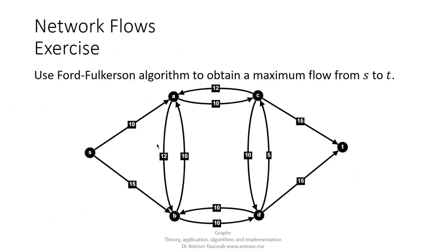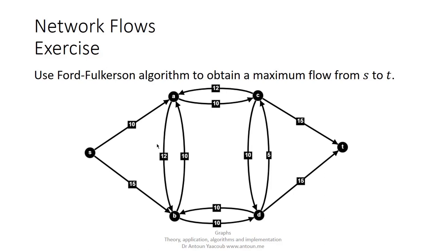As a last exercise, we also have to calculate the maximum flow from S to T, and you can also check if you can find a minimum cut at the same time. So we'll keep that for you. So use Ford-Fulkerson to obtain the maximum flow again, so we need to find an augmenting path. The graph is already the residual graph.